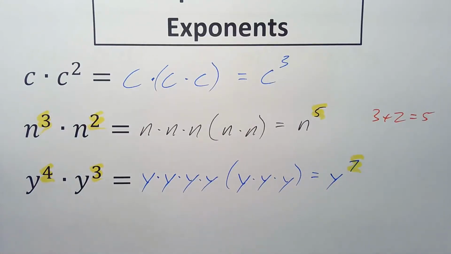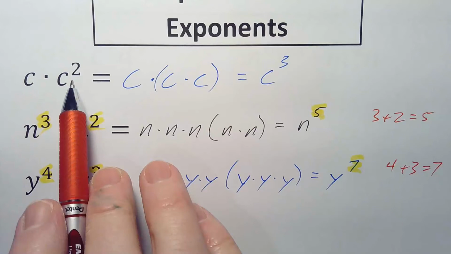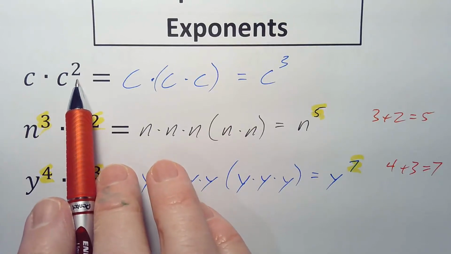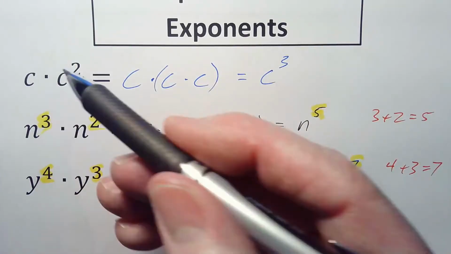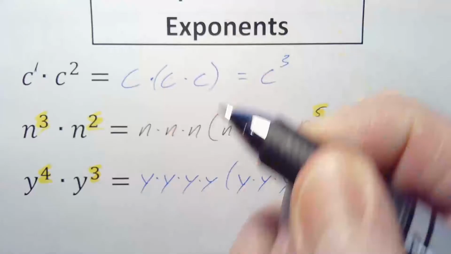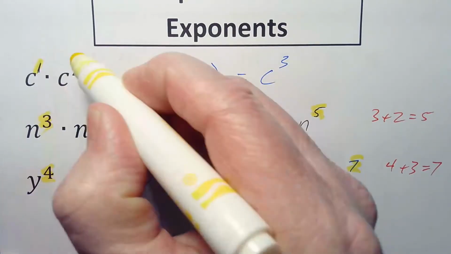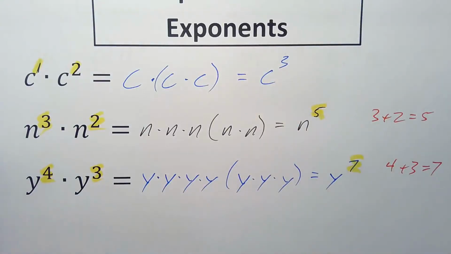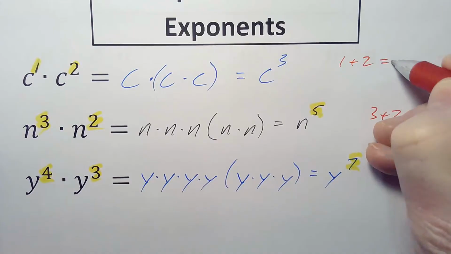Let's see if we get the same thing. Sure enough, 4 plus 3 equals 7. I like this pattern. Now here's a 3, but where's the 2? Oh yeah, that's right. When it's just the variable on its own, this is like having the number 1 there. So we got the same pattern again. Look, here's a 1 plus a 2. We've got 1 plus 2 equals 3.